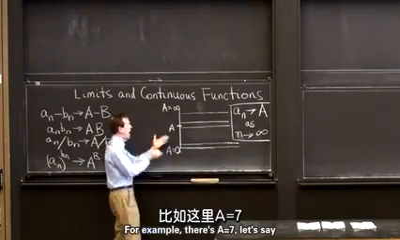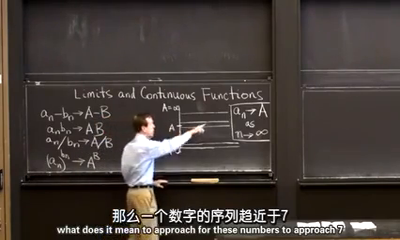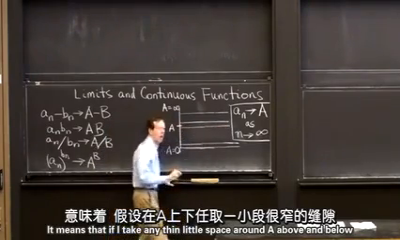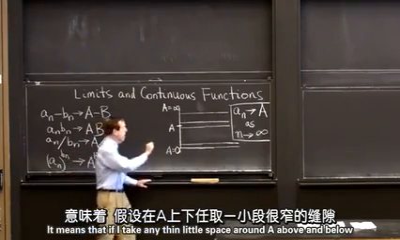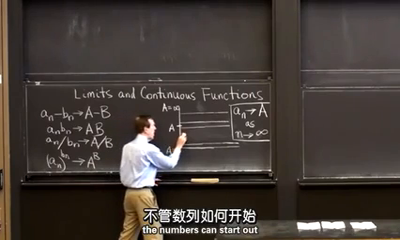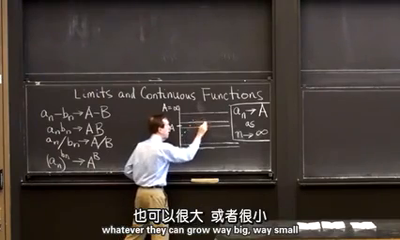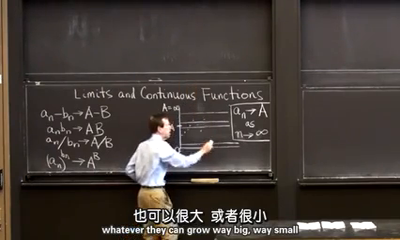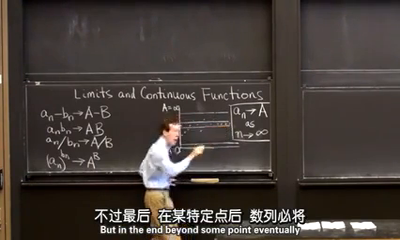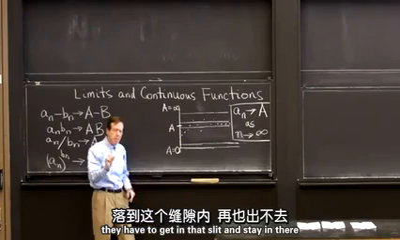For example, there's A equals 7, let's say. What does it mean for these numbers to approach 7? It means that if I take any thin little space around A, above and below, the numbers can start out whatever. They can go in there, they could go out, they could come back, whatever. They could go way big, way small. But in the end, beyond some point, eventually, they have to get in that slit and stay in there.